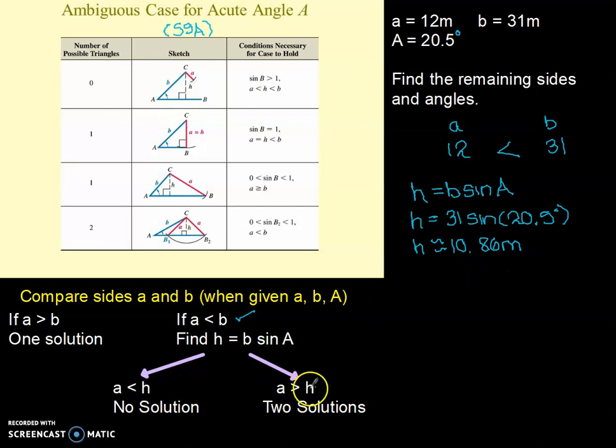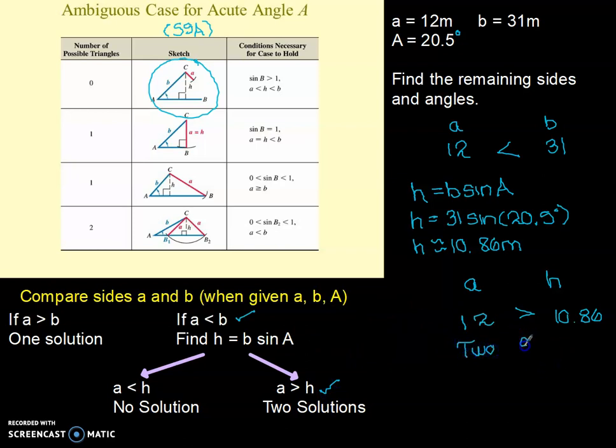So what are we going to do here? Well, we're going to start comparing side A with the height. Side A is 12 and the height is about 10.86. So that means side A is greater than the height. What would happen if it was less than? Well, this is what your triangle would look like. It would be no solution, because if side A was less than the height, that side doesn't have enough length to actually close it to become a full triangle. So in this case, we don't have that. We have two solutions, of course.